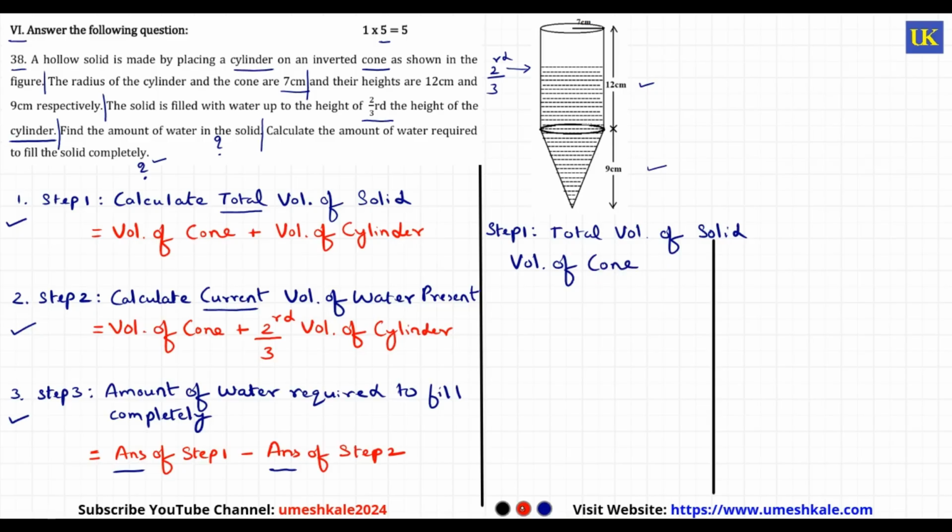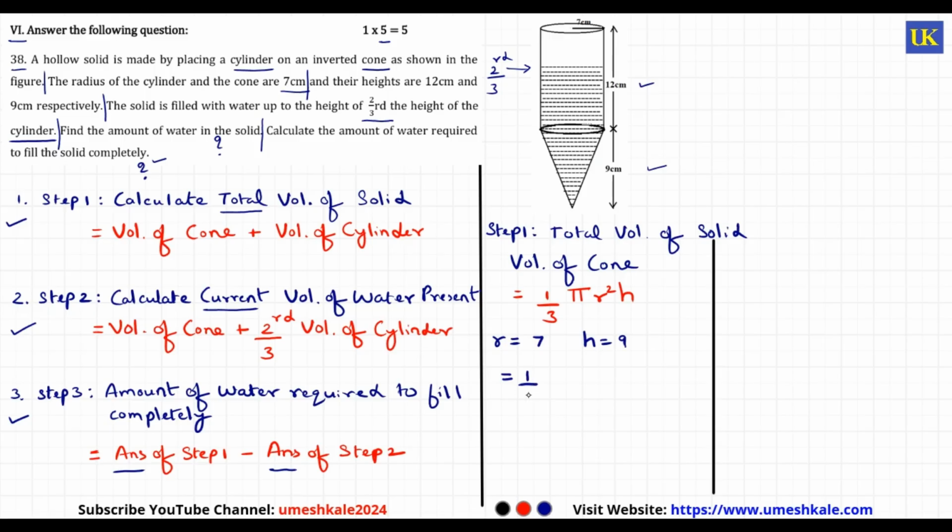Volume of cone, and the formula is 1 by 3 pi r square h. So this is the formula to find the volume of cone. Then here we need to note down how much is the radius, because we require radius and height. So radius is how much? They have told that the radius is 7 and the height is 9 centimeters. Now we'll put these numbers in the formula.